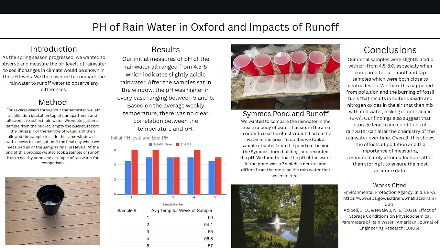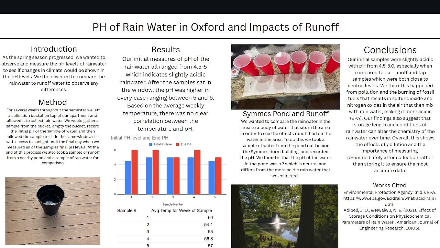At the beginning, we also determined that the pond behind Sims would be the best body of water to test our runoff theory because it was local. And we also knew that it would be affected by the runoff because of where it's located and all the activity around it.